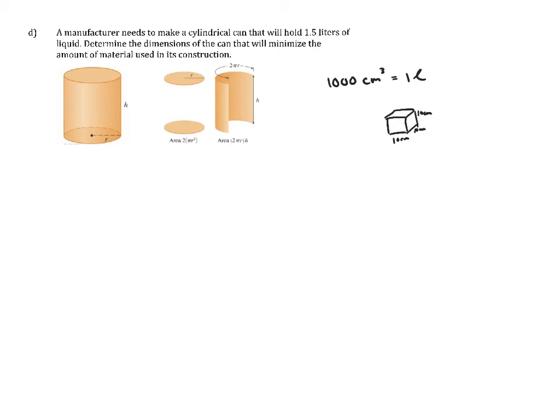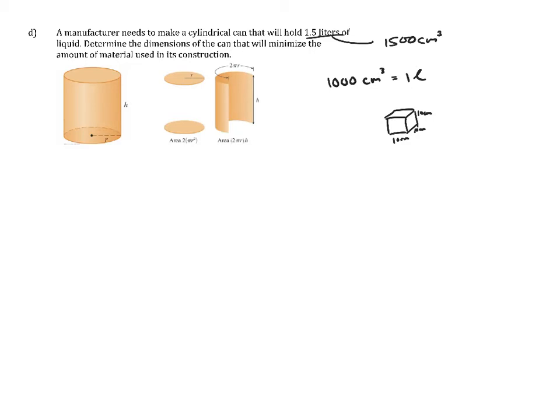A manufacturer needs to make a cylindrical can that will hold 1.5 liters. In other words, that is equal to 1,500 cubic centimeters of liquid. Determine the dimensions of the can that will minimize the amount of material used in its construction.